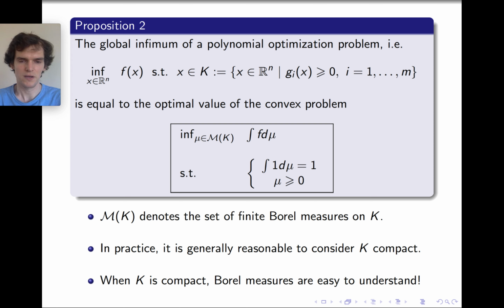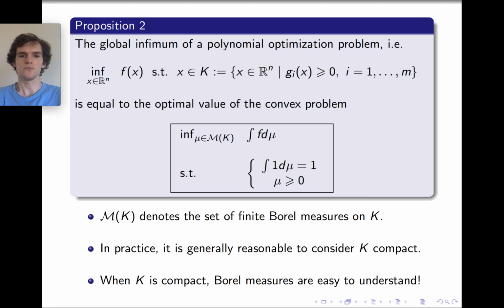the global infimum of a polynomial optimization problem, that is, the infimum of f of x subject to x belongs to K, which is defined by polynomial inequalities g_i of x. So K is referred to as a semi-algebraic set. And the infimum is equal to the optimal value of the convex problem, as follows.